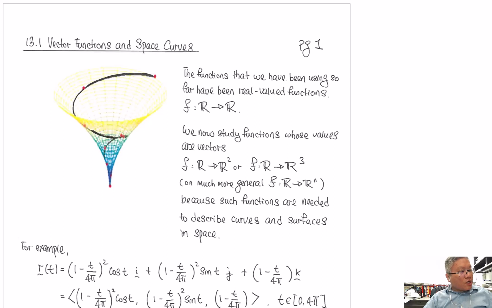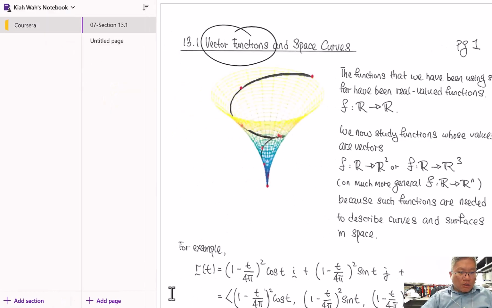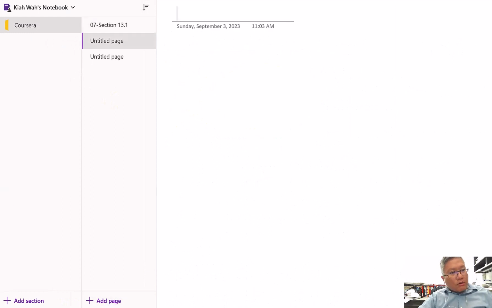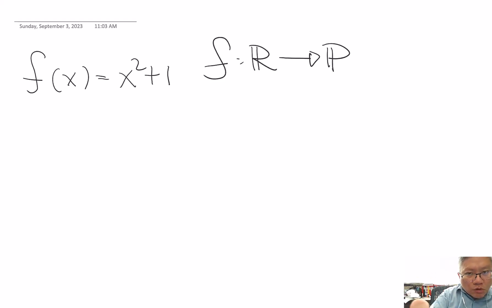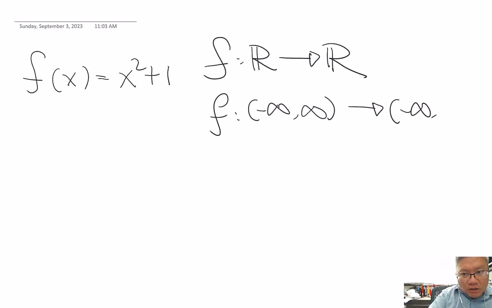So we are going to briefly talk about this new concept in section 13.1, which is vector functions. Let me quickly point out that, from all the things that you have learned in high school, the functions that you have seen look like this, for example. This is a type of function where your input is a real number and your output is also a real number. If you write it in interval form, it is going to look like this, okay?